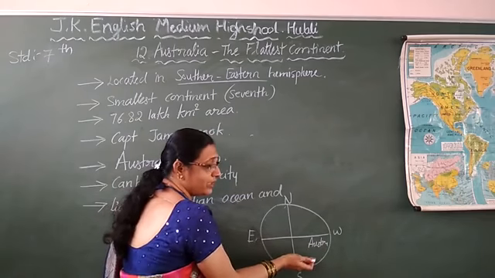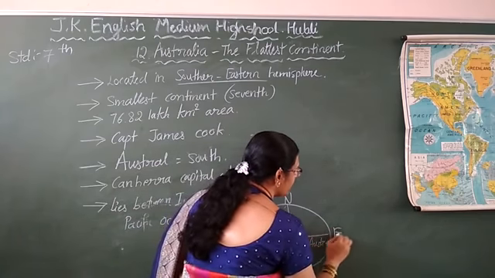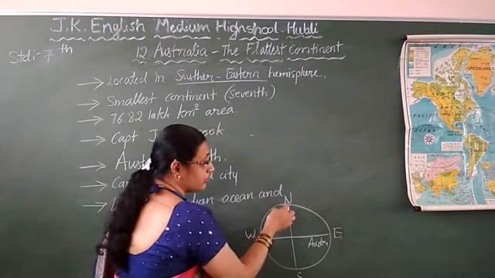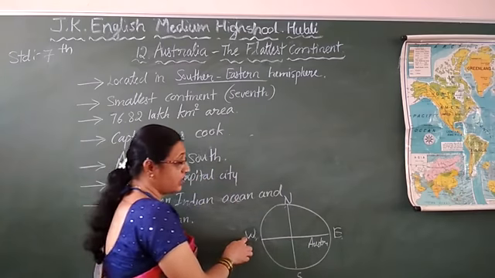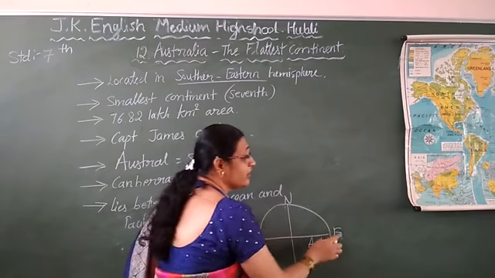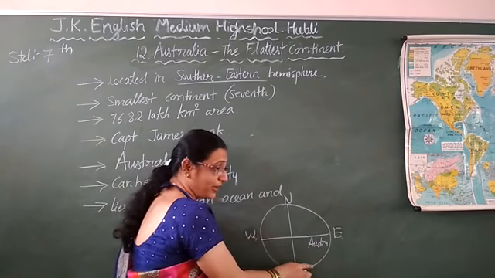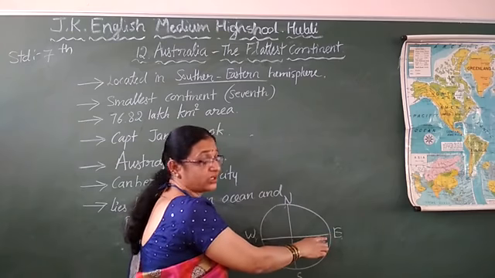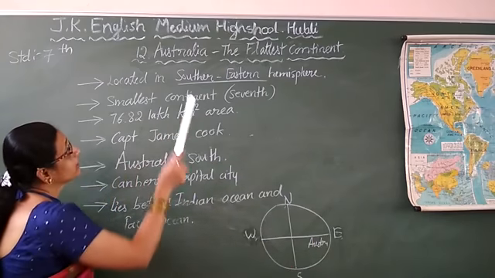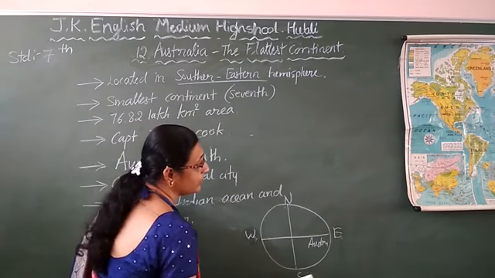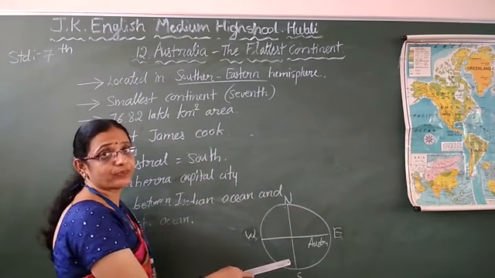So children, completely it is in the southern hemisphere and towards the east. This is east and this is west. The middle one is the prime meridian. Left side of the prime meridian is the west, and the right side of the prime meridian is the east. So this Australia is in the southern part and towards the east. So the location of Australia is the southern eastern hemisphere. Afterwards I will show that on the map also.